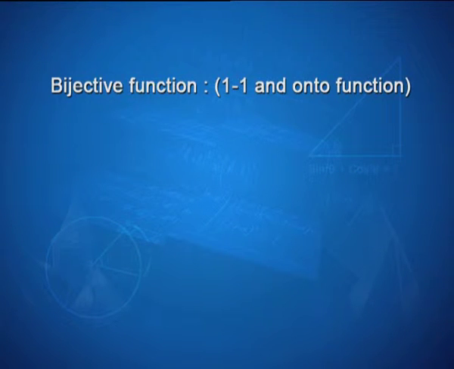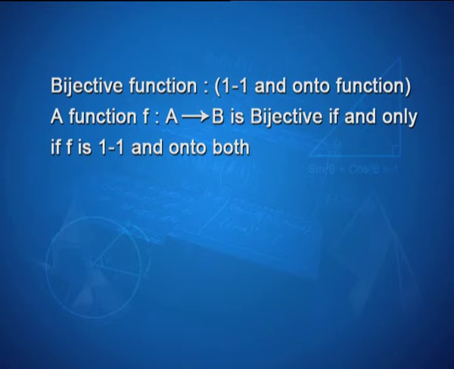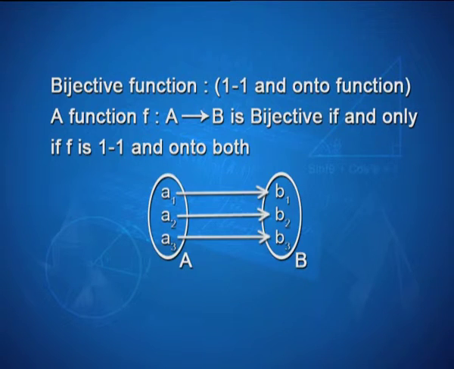Next is bijective function. We can also call it 1-1 and onto function. A function f from A to B is bijective if and only if f is 1-1 and onto both. To explain bijective function, let us take one arrow diagram. A and B are two sets. A is a set of elements a1, a2, a3. B is a set of elements b1, b2, b3. A1 is related with b1, a2 is related with b2, a3 is related with b3.